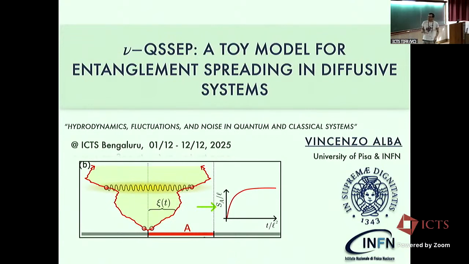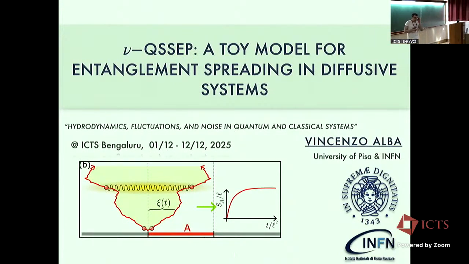Today, as anticipated, I'm going to introduce you to this model, which I call a new QSSEP, and it's a toy model for entanglement spreading in diffusive systems. Before starting, I can say a few introductory words.